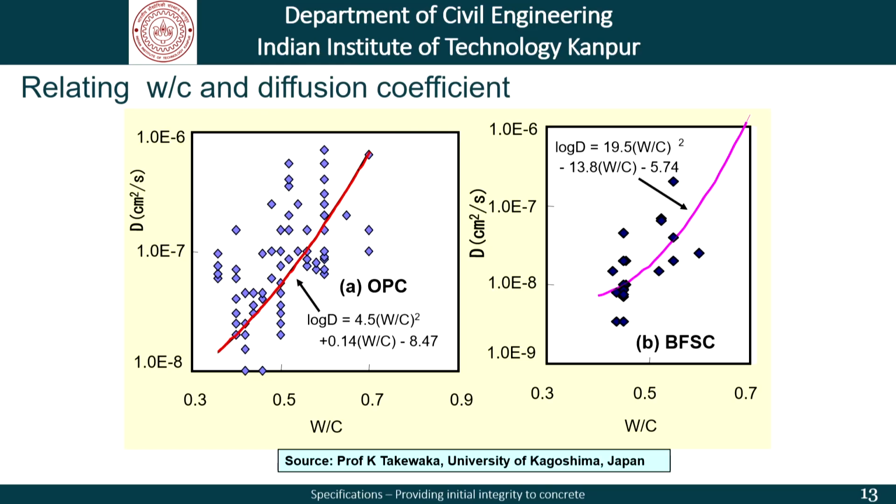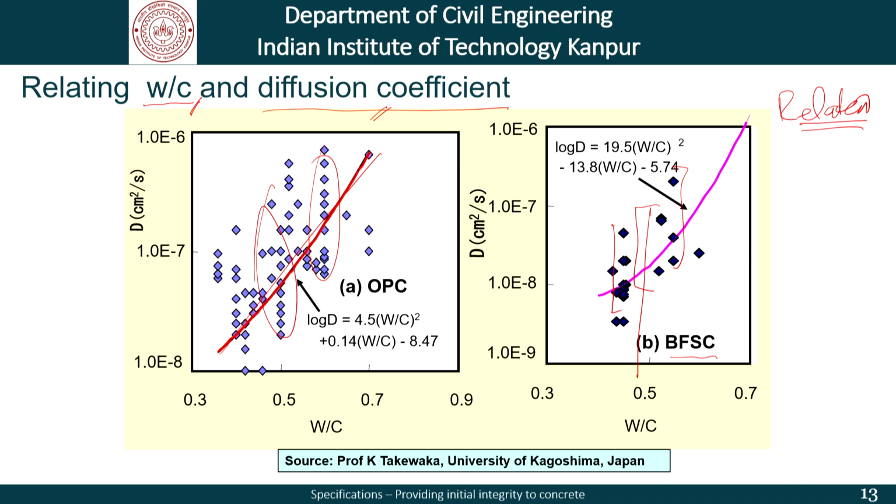So, moving forward, this diagram also we have talked about that research has shown that water cement ratio and the diffusion coefficient are related. Now, to what extent they are related is a different matter. For example, for a given water cement ratio, we find that there is a large range of observed diffusion coefficients. This is for blast furnace slag cements, this is the kind of variation that we have for ordinary Portland cement and so on.